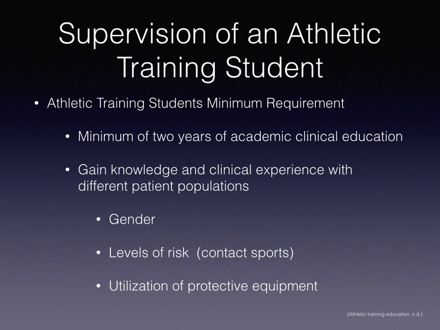Alright, so it's important to understand what athletic training students have to go through. In athletic training, the students have a minimum requirement. The minimum requirement is 2 years of academic clinical education. Most schools have you start with an observation your sophomore year, and then you work your way into a clinical rotation junior and senior year. But it can differ a little bit depending on how the academics are set up at that institution.